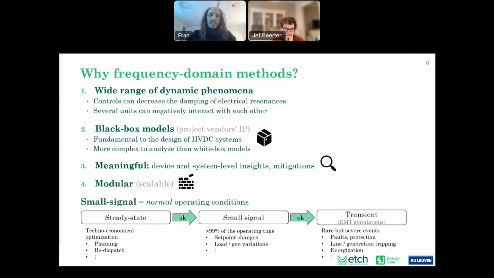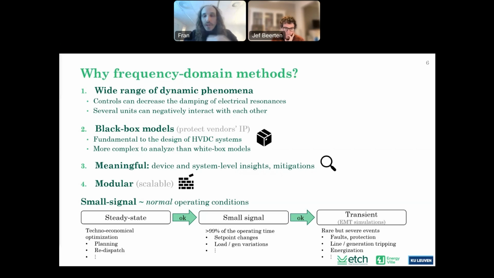And most importantly, it applies to small signal phenomena. Most of the problems that we have been seeing so far in the previous slide are small signal related. So they start as a small signal instability that grows until some nonlinearity is hit, and then the system keeps on oscillating until something happens and is disconnected, or there is another trigger that pushes the system somewhere else. And this small signal aspect is very important because most of the operating time of the power system is under this regime.